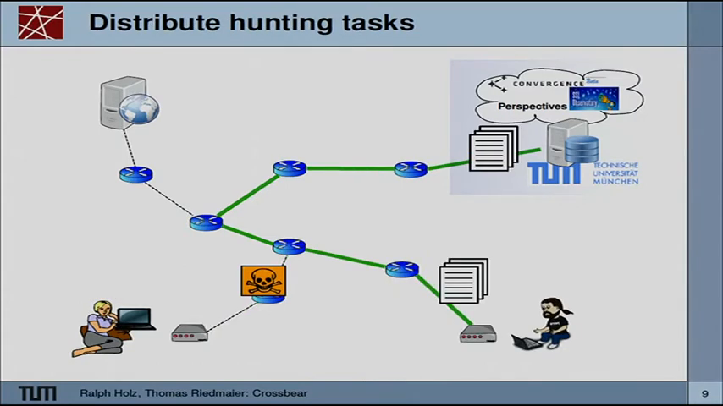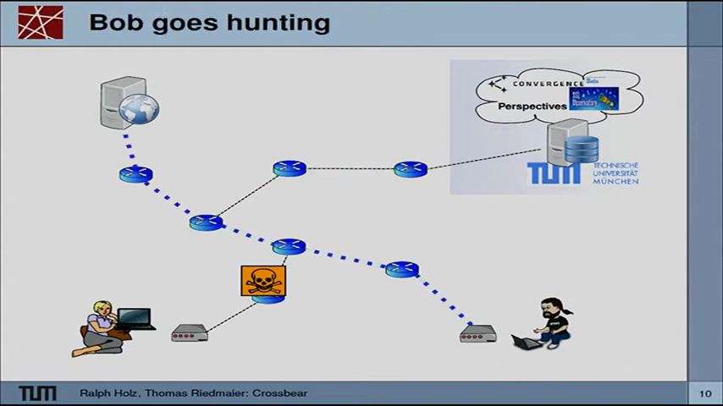So Alice does a traceroute across the man in the middle, reports the result to our Crossbear tool, and this actually has a list of hunting tasks that you can pull from the server. So any user out there can pull this hunting task list and also do traceroutes for us to the server. And the whole goal now is to get a good estimate of where the man in the middle is sitting, in this case in the left corner, and it's usually a Wi-Fi access point in this case.